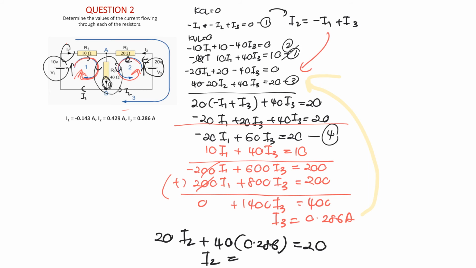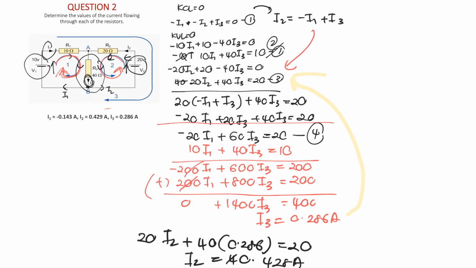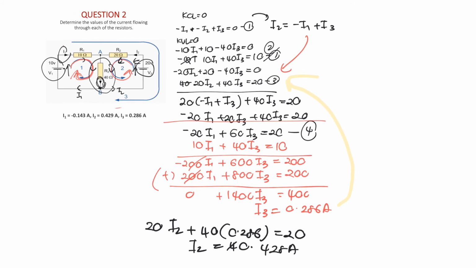Therefore, the direction given by the question is correct. 0.428 ampere. Next I'm going to find the direction for I1. I'm using Kirchhoff's current law, which is basically much easier. So I'm going to use this one to find I1. Negative I1, negative I2, negative 0.428, plus I3, plus 0.286 equals 0.